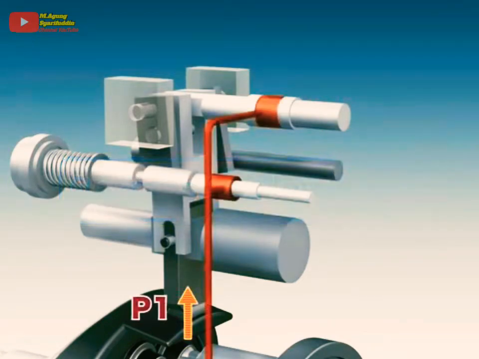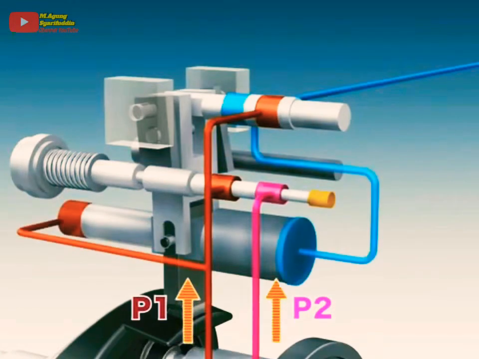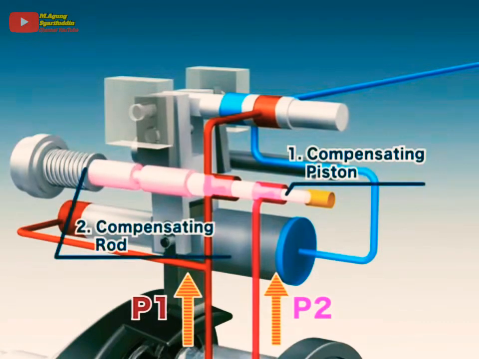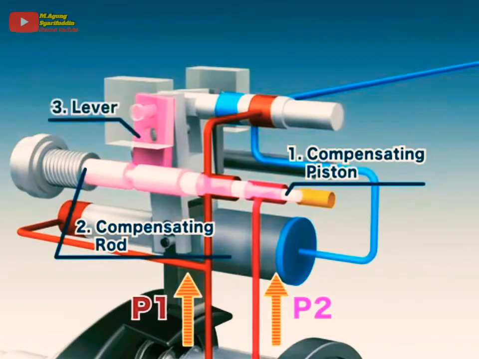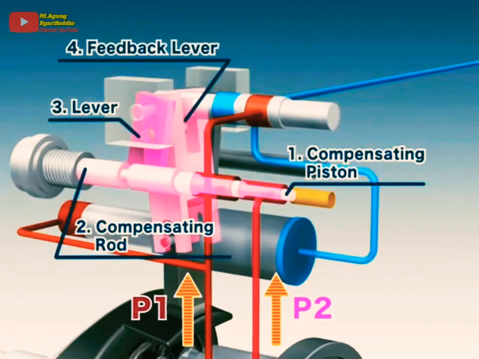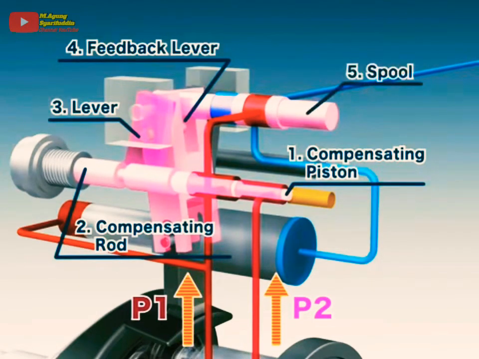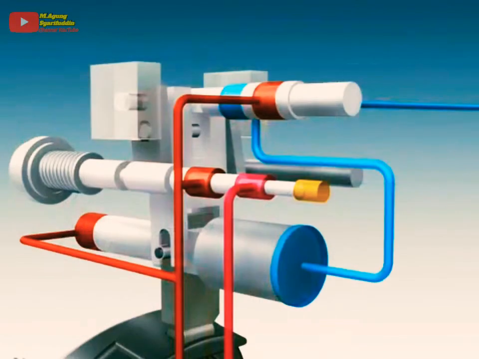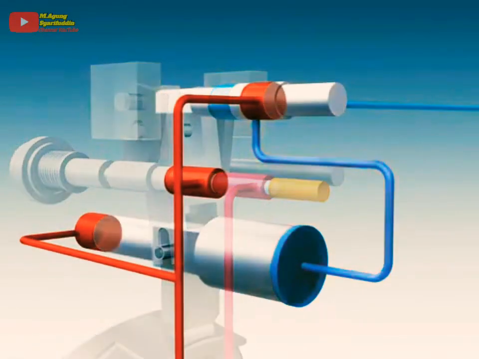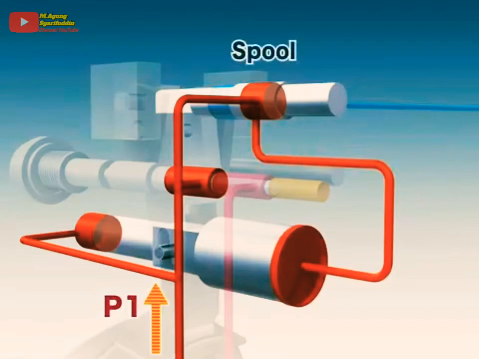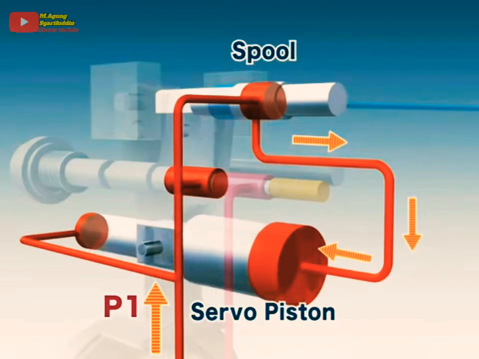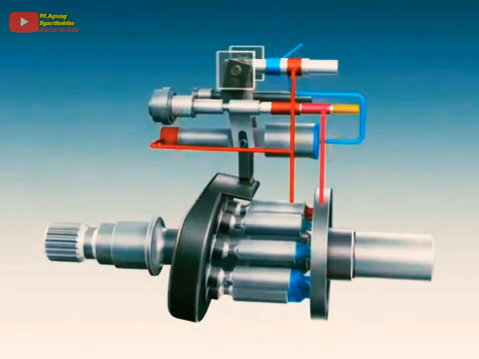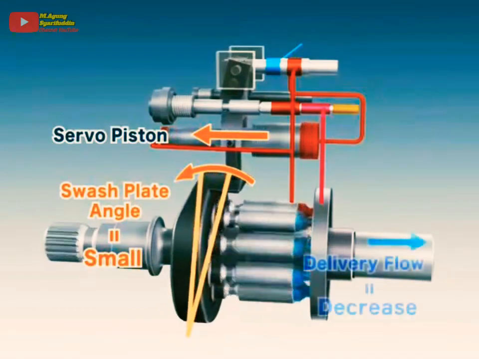When the delivery pressure of the pump P1 or of a companion pump P2 increases, the pressure moves the compensating piston, pushing it against the compensating rod. As the compensating rod is pushed, the lever rotates, moving the feedback lever, which in turn moves the spool. Also, the delivery pressure of P1 passes through the spool and pushes against the larger side of the servo piston. As the servo piston moves, the inclination of the swash plate decreases, reducing the delivery flow.